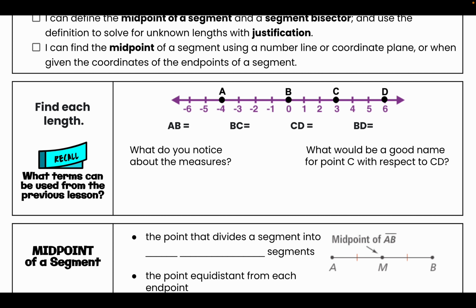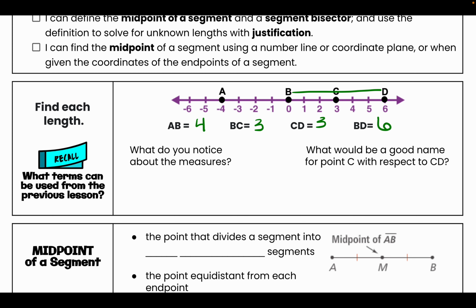So we need to find each length. Recall, what terms can be used from previous lessons? We're going to find the length of AB. From A to B, that's 1, 2, 3, 4. B to C is 3. C to D is 3. And B to D is 1, 2, 3, 4, 5, 6.